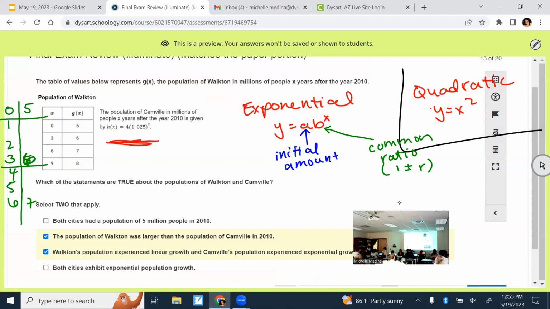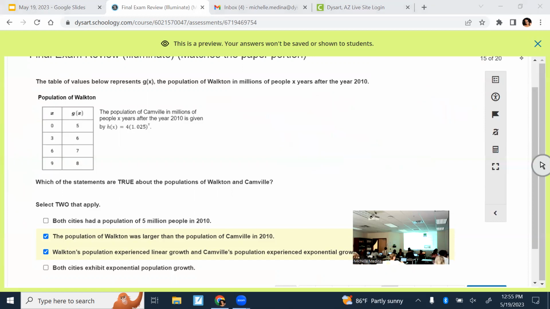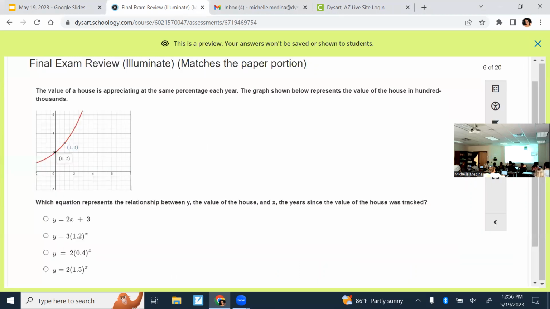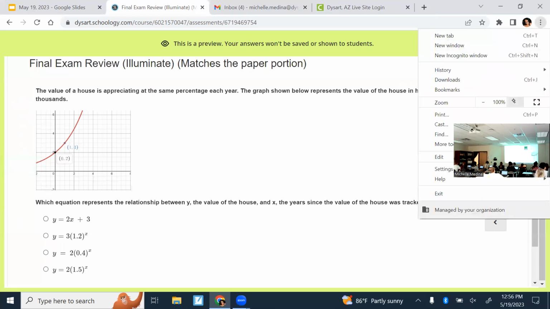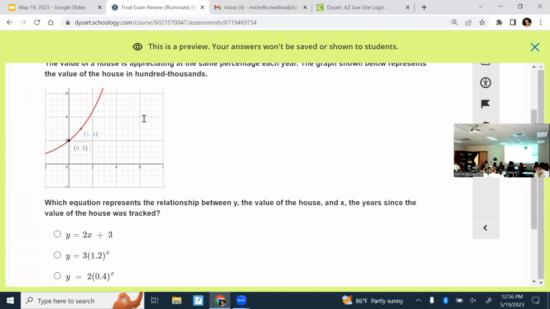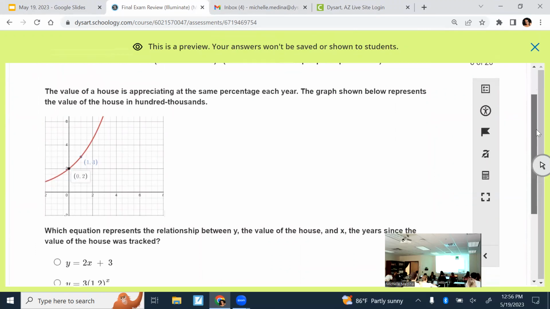Number 6. Okay, so number 6, see the good thing about having the packet is that even when the Wi-Fi is out, you can take notes still. But it says the value of a house is appreciating. What does that mean? Is it getting bigger or smaller? Getting bigger, depreciating would be getting smaller. So this one's appreciating at the same percentage each year. The graph shown below represents the value of the house in hundred thousandths.